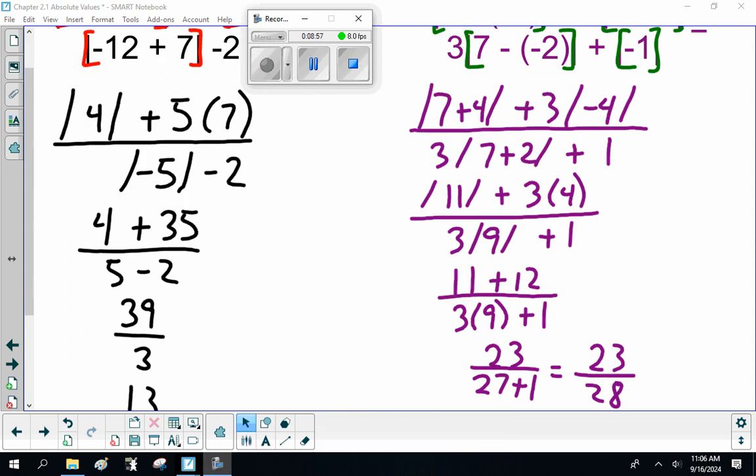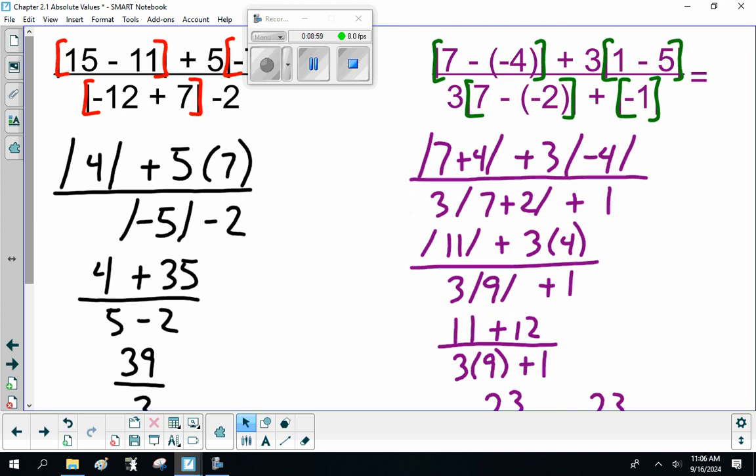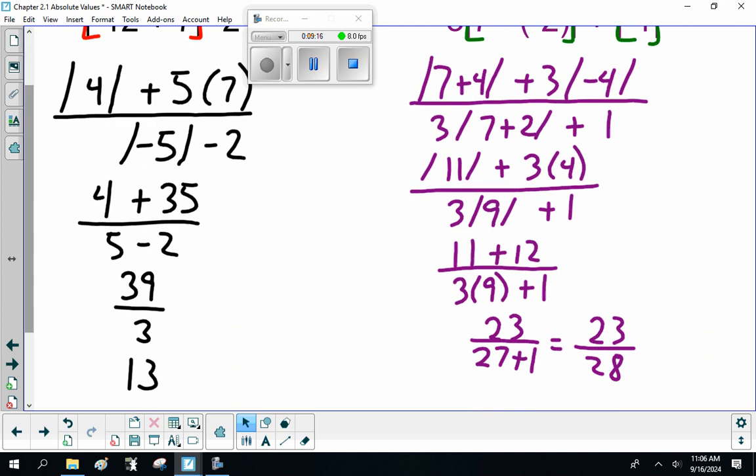Welcome back. And note, I decided, good idea, to emphasize where the absolute value brackets begin and end. Anyway, so that's the absolute value of 7 plus 4 plus 3 times the absolute value of minus 4, and so on. I got 23 over 28. All right? That's the mathy stuff I need you to be able to do.